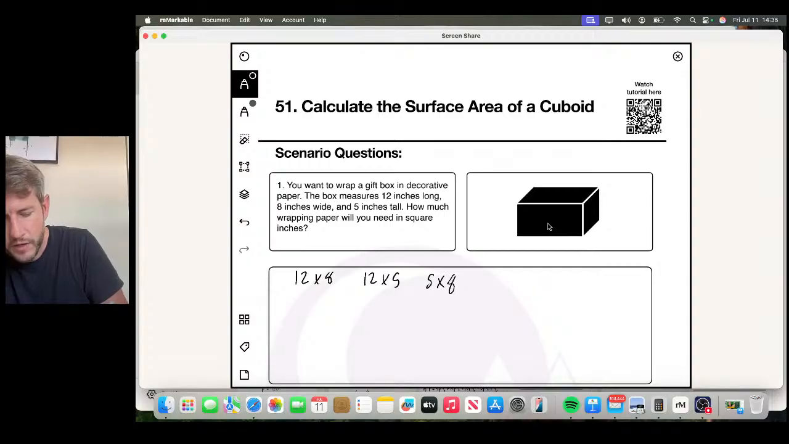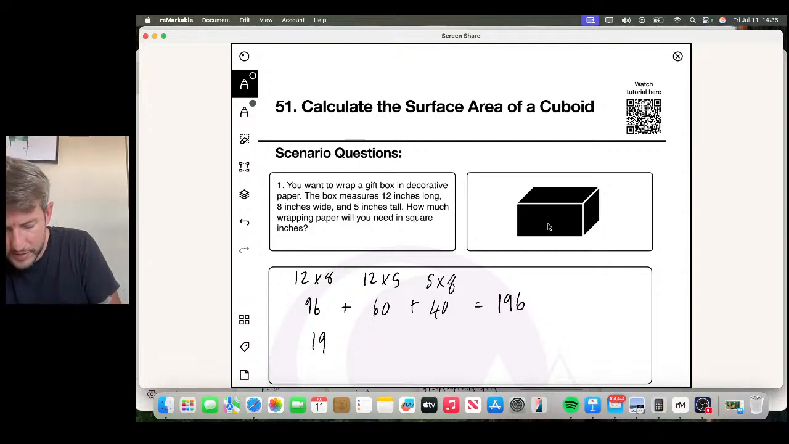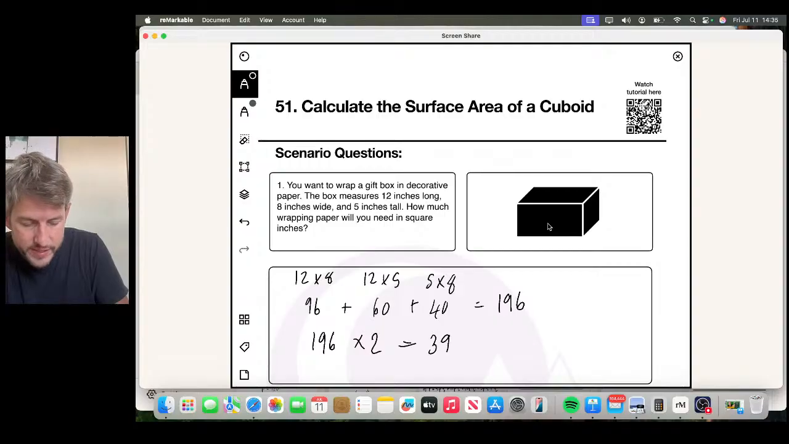So here we go. 12 by 8 is 96, 12 by 5 is 60, 5 by 8 is 40. Add these together, that equals 196. Remember, we've got faces on the front and back, so we have to double this. So we've got 196 times by 2, and that's going to equal 392 square inches.